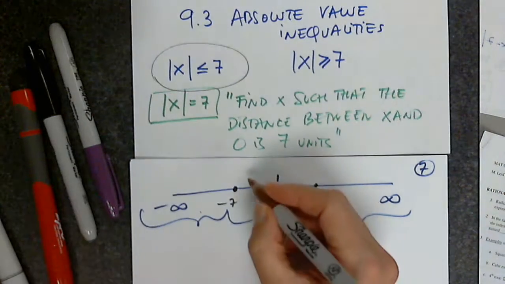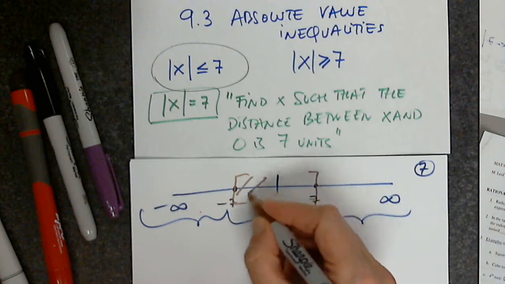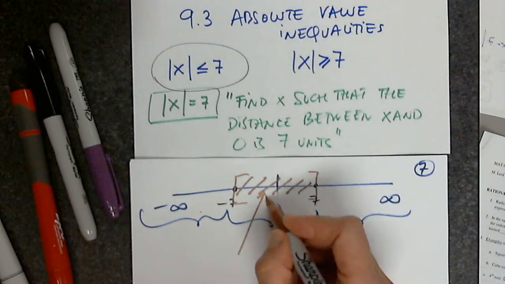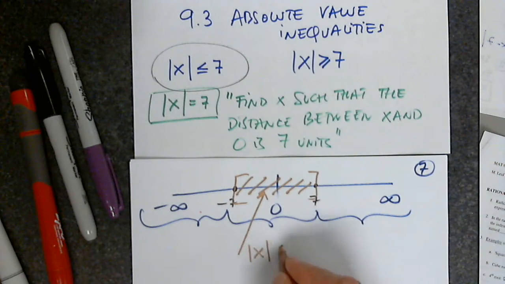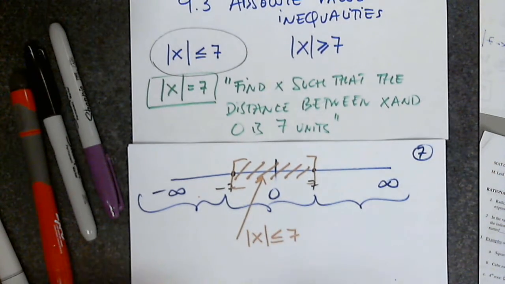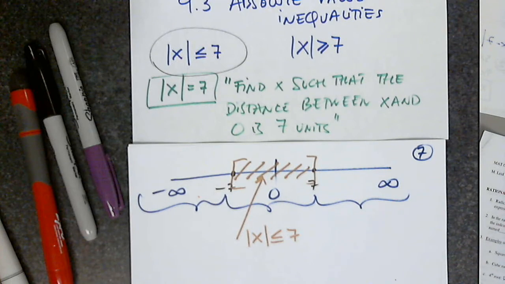Between -7 and 7. Exactly. So right here, this will be the solution to the absolute value of x less than or equal to 7. That's where I will find the numbers whose distance from 0 is less than 7. In between, in other words, in between -7 and 7.